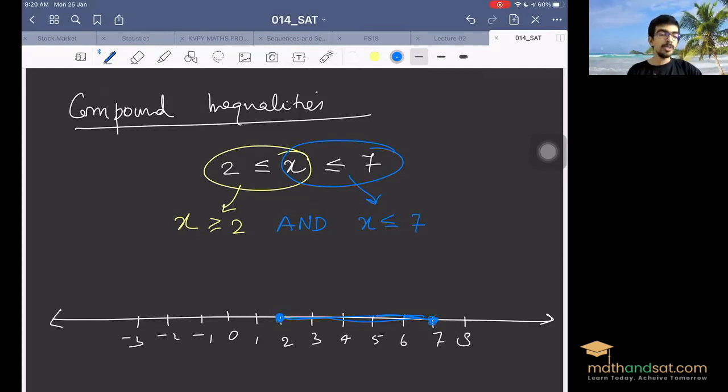How many solutions do we have for this inequality? How many do we have?